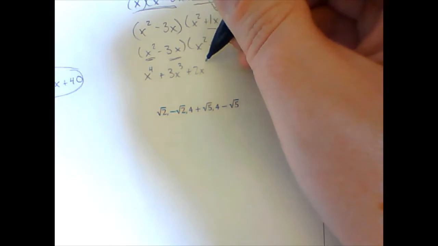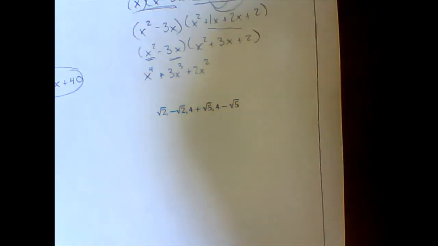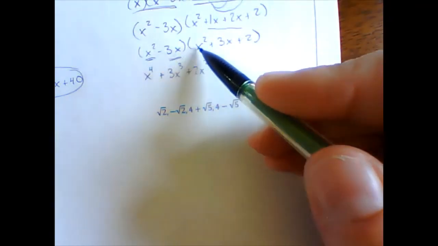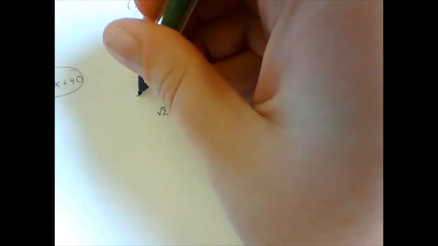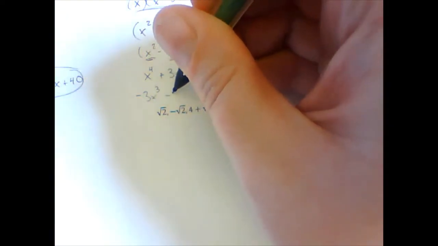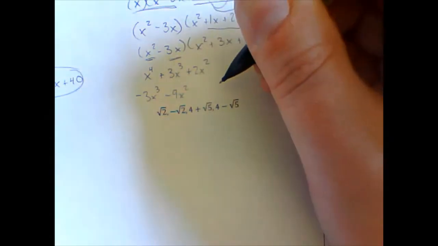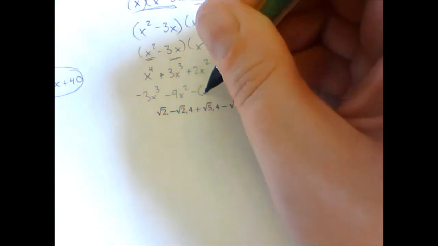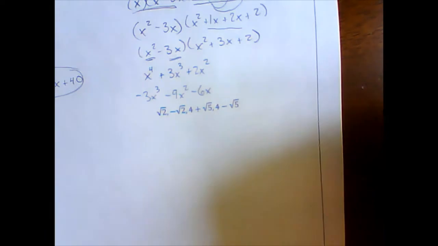Plus 2x squared. Okay, 3x's term, and he is negative. So we have a negative 3x cubed. Again, watch how many x's you're collecting with your exponents. Okay, minus 9x squared minus 6x. And we've got everybody together.